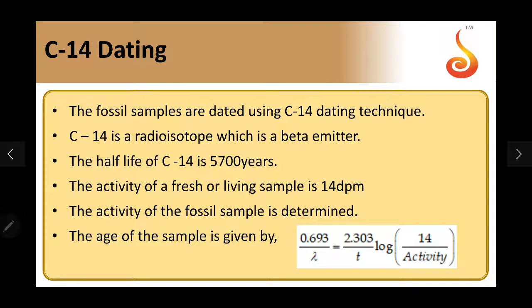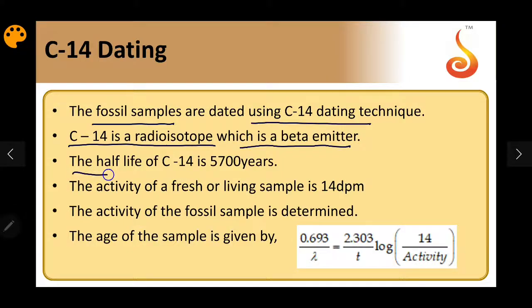There are some applications of radioactivity. One very important one is C14 dating. C14 dating is used to assign the age of fossil samples. C14 is an isotope which is a beta emitter. The half-life of C14 is approximately 5700 years. So to reduce 1 gram of carbon 14 isotope to half a gram, we require 5700 years.